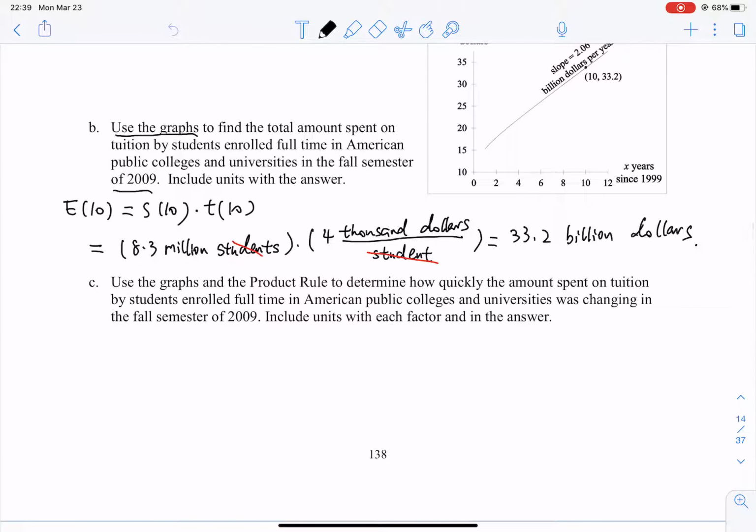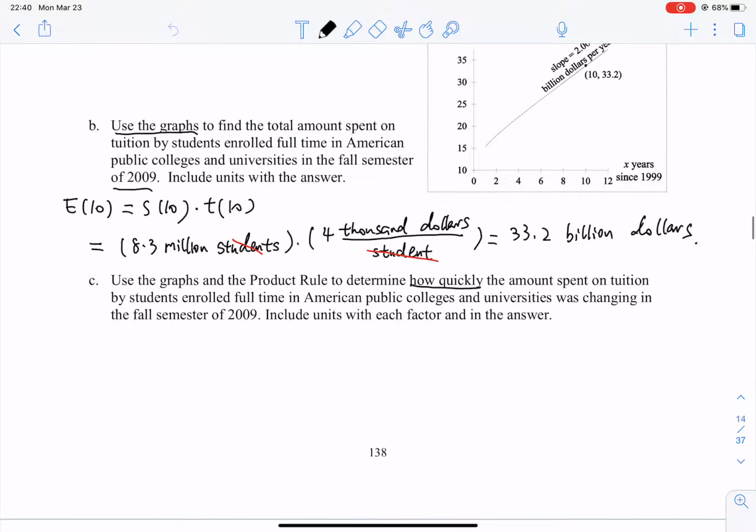Next one is the tricky one. What is the derivative? So use the graph to determine how quickly is the keyword for derivative. So we know it is for the new function E prime of x, and we are given the same number. In the fall semester of 2009, that means 10 years after the fall semester 1999. So still, we have the same input value that is just 10. So we have the formula.